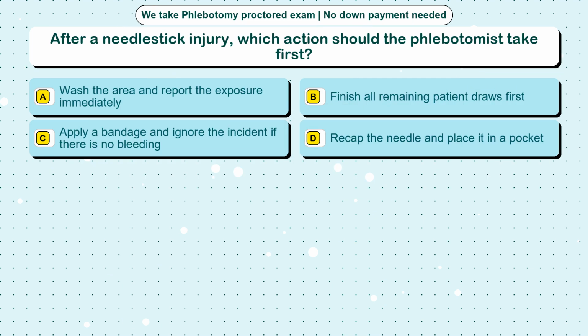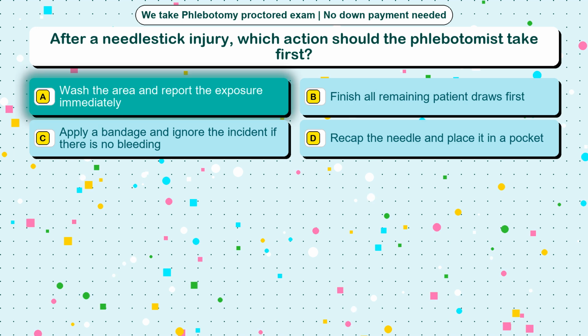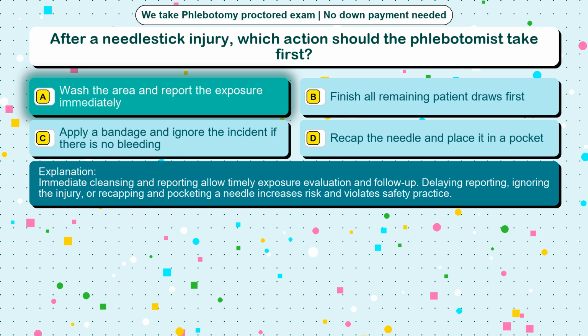Question 23. After a needle stick injury, which action should the phlebotomist take first? Option A, wash the area and report the exposure immediately. Option B, finish all remaining patient draws first. Option C, apply a bandage and ignore the incident if there is no bleeding. Option D, recap the needle and place it in a pocket. The correct answer is option A, wash the area and report the exposure immediately. Immediate cleansing and reporting allow timely exposure evaluation and follow-up. Delaying reporting, ignoring the injury, or recapping and pocketing a needle increases risk and violates safety practice.